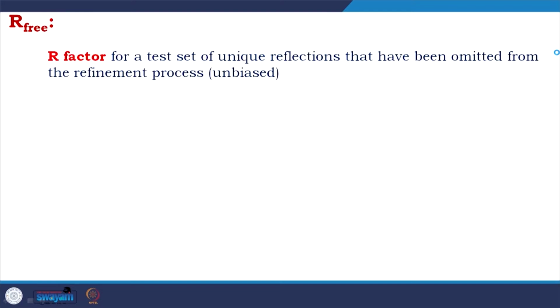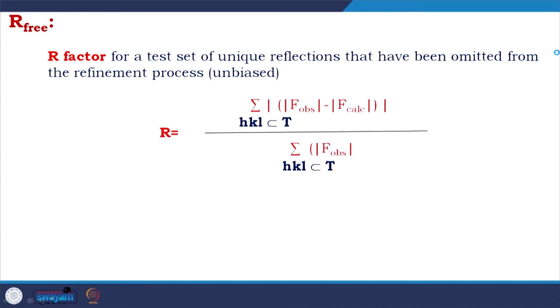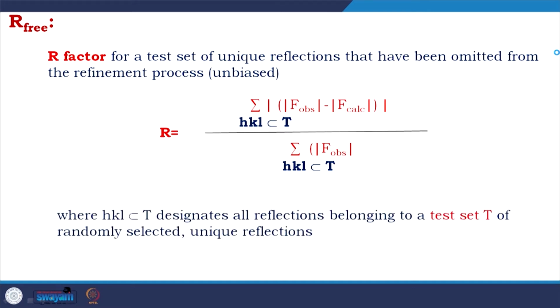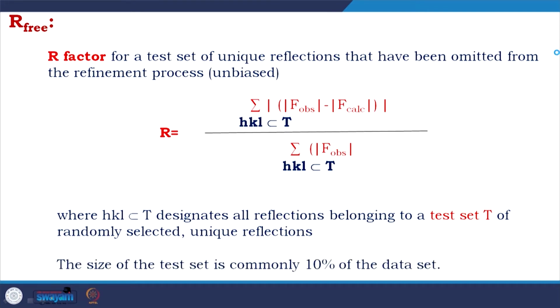So, R free, the R factor for a test set of unique reflections that have been omitted from the refinement process. I already talked about that. R equals the summation over H in T, with the same formula, absolute F obs minus F calc by F obs summation, where H in T designates all reflections belonging to a test set T of randomly selected unique reflections. The size of the test set is commonly 10% of the data set.